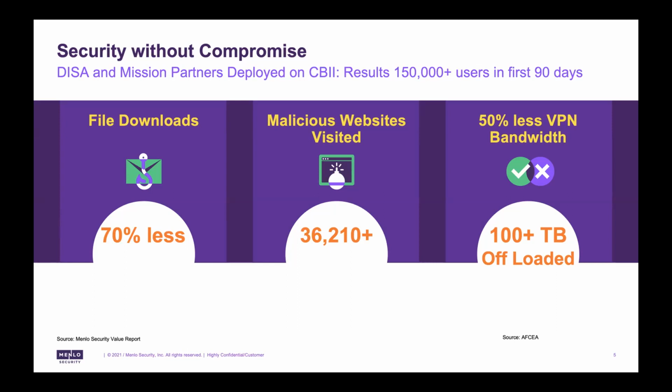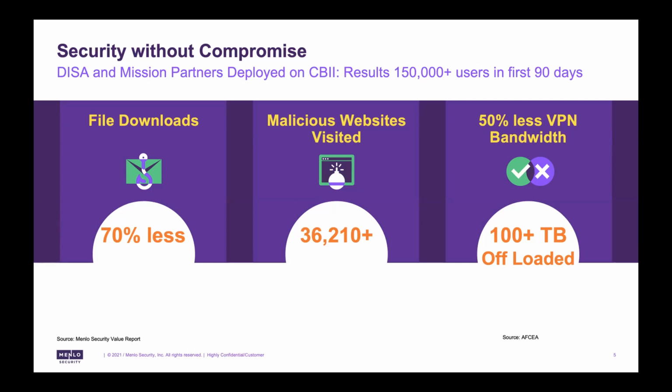One is the number of file downloads dropped by 70% because you can render these files in isolation. Mike will show you more of how this works during the demo shortly. But with file downloads being one of the primary threat vectors for getting ransomware and other bad payloads on the network, just being able to eliminate the number of downloads will result in a dramatic security posture increase immediately. The same thing goes with malicious websites being visited. We'll have more data on that shortly. And ultimately, the VPN bandwidth dropped substantially. Over 100 terabytes of VPN bandwidth were offloaded in the first 90 days.